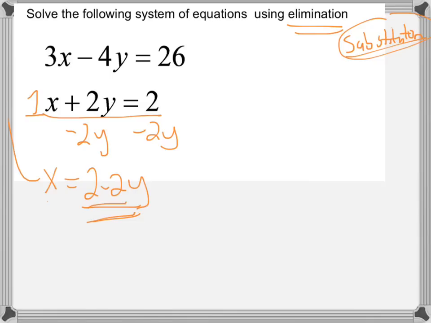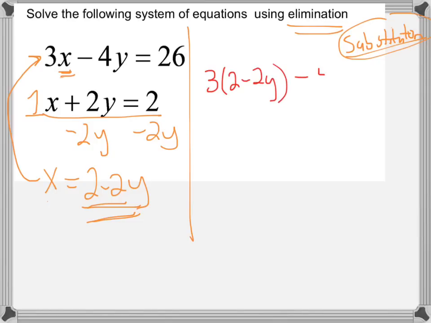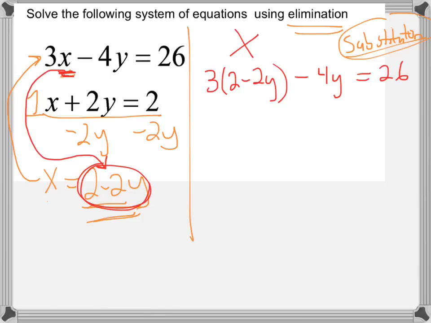So what I'm going to do is use this information, go back up to the first equation, and instead of having x here, I'm going to put that expression in. So I have 3 times x, which would be 3 times the quantity 2 minus 2y, right? And that's minus 4y is equal to 26. Just make sure that you understand what I've done. I've taken the x out of the equation, and instead of the x, I have put in what x is equal to according to the second equation. Okay, so let's go ahead and solve this.